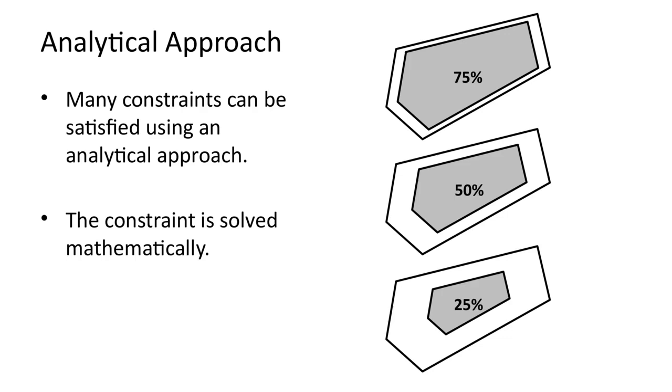Let's look at a very simple constraint that can easily be solved mathematically. In this example, we consider a building coverage ratio, BCR, constraint. This constraint specifies the maximum area of a site that can be occupied by buildings. It is usually stated as a ratio of the area of the building footprint to the area of the site. Such constraints are often specified in regulations and guidelines.